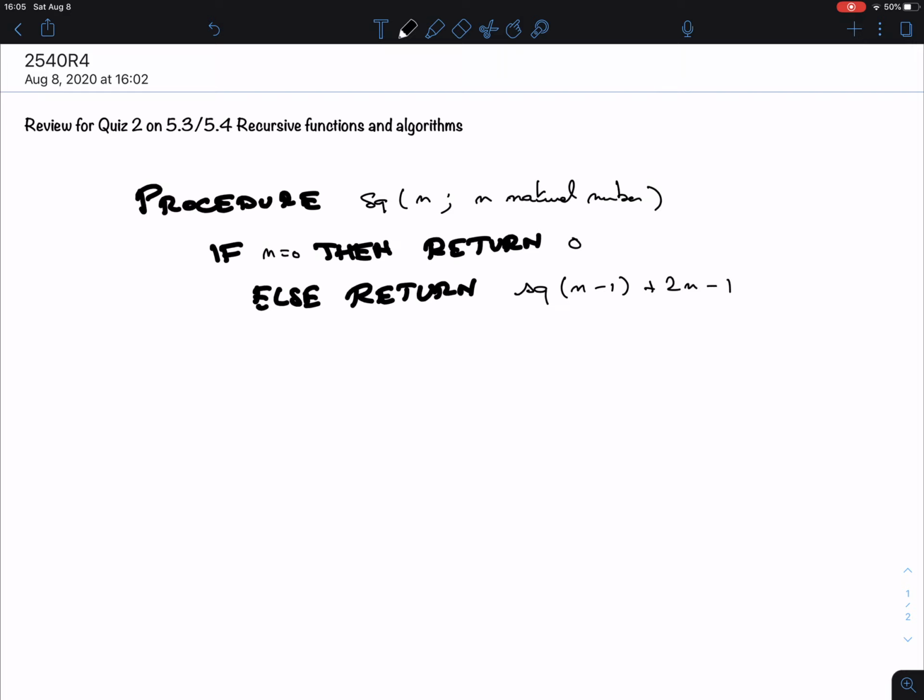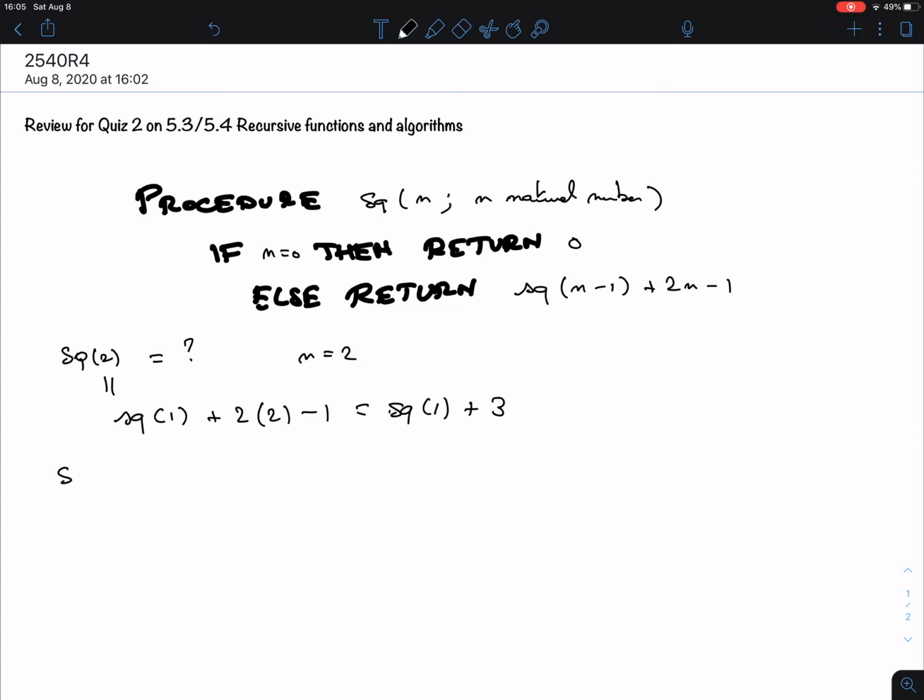Okay? So let's first explore what this is. What is the square of 2? Well, n is 2, and therefore we have to carry out the main recursive step here. So what we get is that this is equal to the square of 1 plus 2 times 2 minus 1. Remember, I replace n in this formula by 2. So that means it's the square of 1, plus 4 minus 1, that is plus 3.